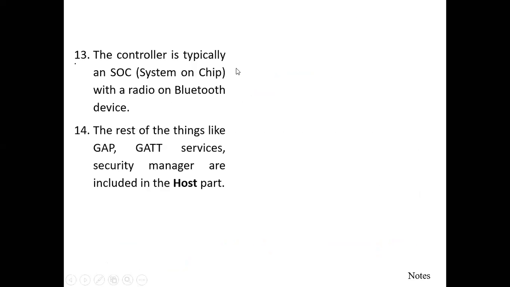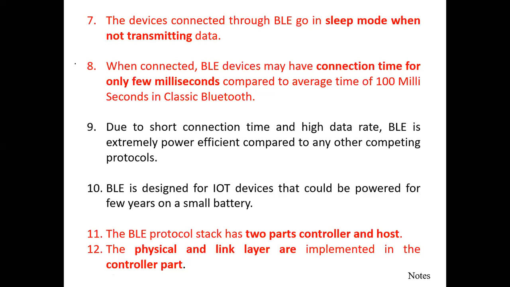The controller is typically a chip, a system on chip with a radio, in Bluetooth devices. The rest of the things like GAP, GATT, services, and Security Manager are included in the host part. So in the host part, we have GAP and GATT services, and in the controller part, we have the physical and link layer.